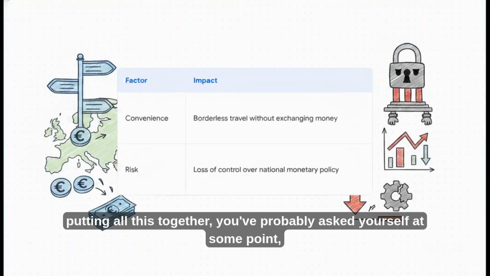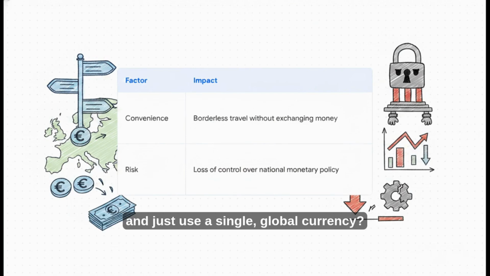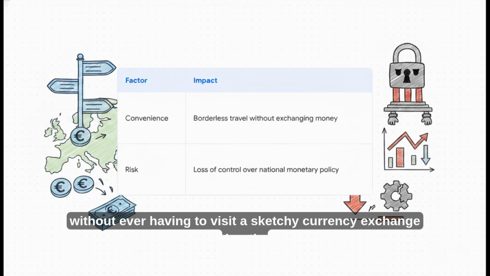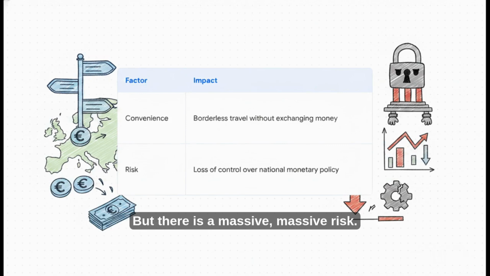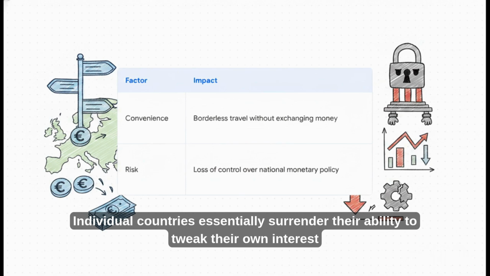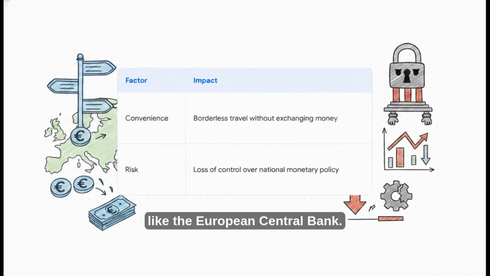So, putting all this together, you've probably asked yourself at some point, why don't we just skip all this hassle, eliminate exchange rates completely, and just use a single global currency? Well, the euro is the perfect real-world case study for this. On one hand, you have absolutely incredible convenience. You get completely borderless travel across the Eurozone without ever having to visit a sketchy currency exchange booth. But there is a massive risk. You entirely lose control over your own national monetary policy. Individual countries essentially surrender their ability to tweak their own interest rates or print money to fix their unique domestic issues. They have to hand all that power over to a central authority, like the European Central Bank.